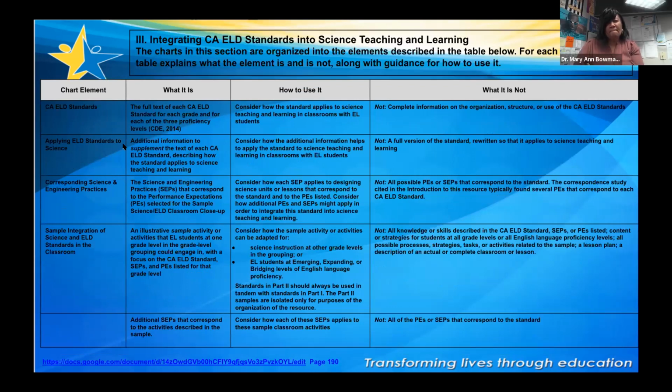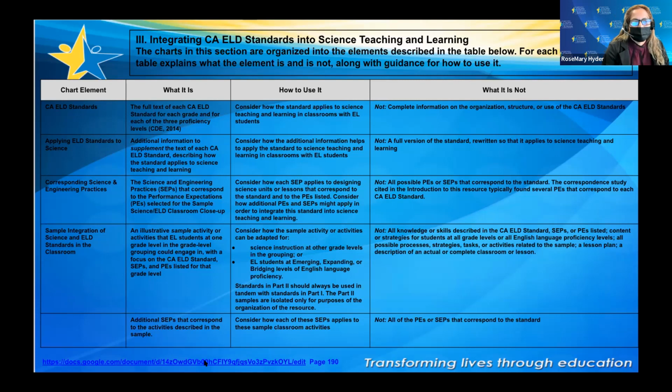Okay. And this one, I'll put the link in the chat for you. It comes from a document that was created by CDE and I believe WestEd. It is math and science, and it has great resources on how they're correlated, how they're working in tandem: the ELD standards with the science standards, and then also the math standards. It's in our folder.